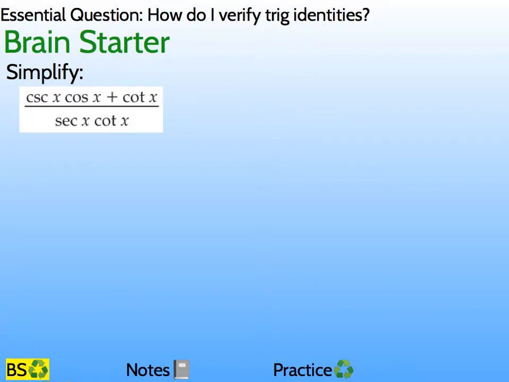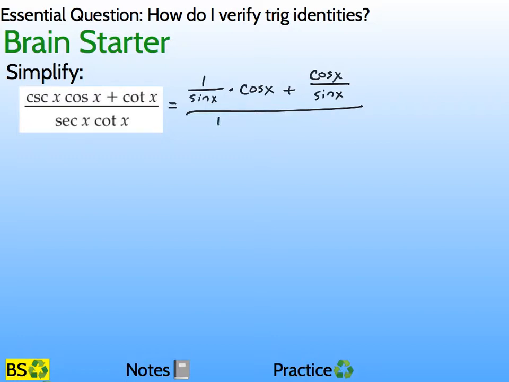The first thing you should try in this brain starter is to rewrite everything in terms of sine and cosine. So cosecant is 1 over sine of x, times the original cosine of x, plus cotangent is cosine of x over sine of x. And this is all over secant, which is 1 over cosine of x, times cotangent, which again is cosine of x over sine of x.